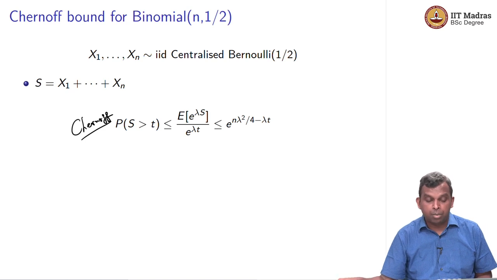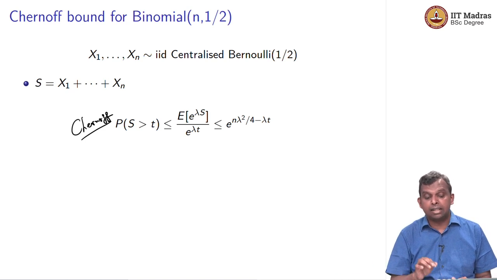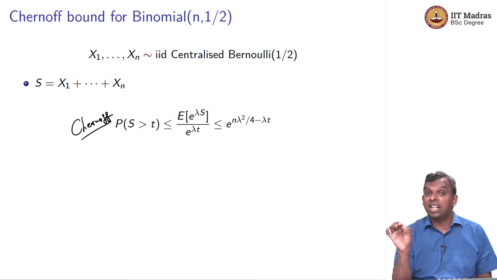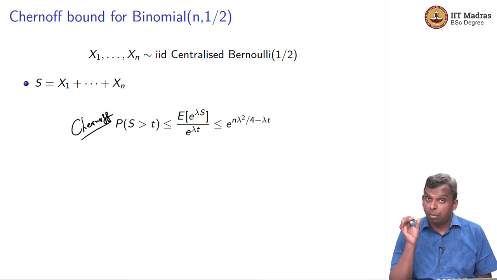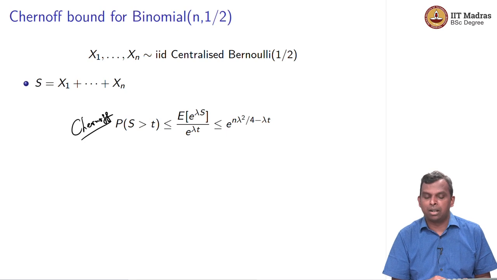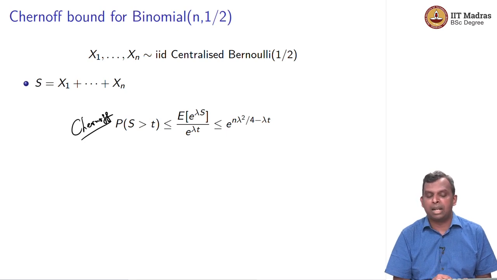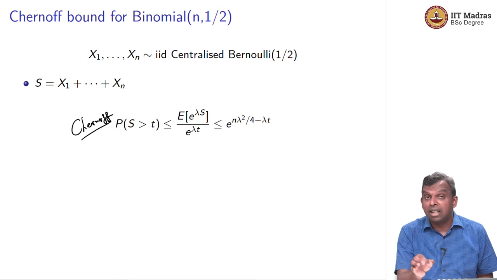Probability that s is greater than t is less than or equal to the moment generating function of s divided by e power lambda t. Now, what do I know? I know a bound for the moment generating function of s. Expected value of e power lambda s is less than or equal to e power n lambda squared by 4, minus lambda t. Look at how neat this expression is. So, I'm able to upper bound the probability that the sum deviates by t by an exponential. So, that's what I wanted, right?